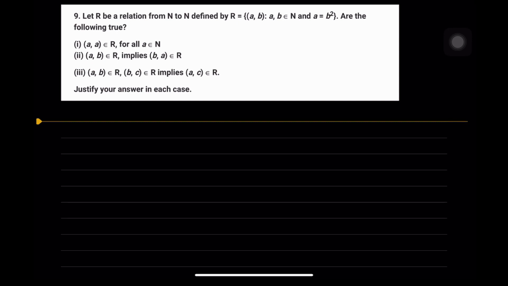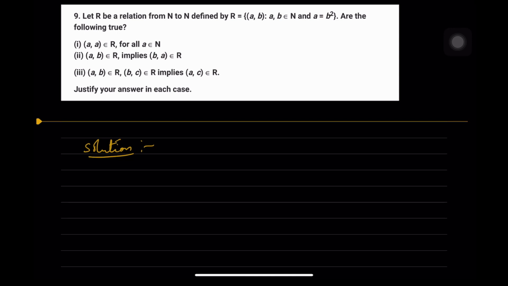So are the following true? (a, a) belongs to R for all a belongs to N. (a, b) belongs to R implies (b, a) belongs to R. (a, b) belongs to R, (b, c) belongs to R implies (a, c) belongs to R. So we have to justify our answer and we have to state which of the following is true or false. So here we can see from the first one, in the solution part, what do we have in the first problem? We'll just go into that.